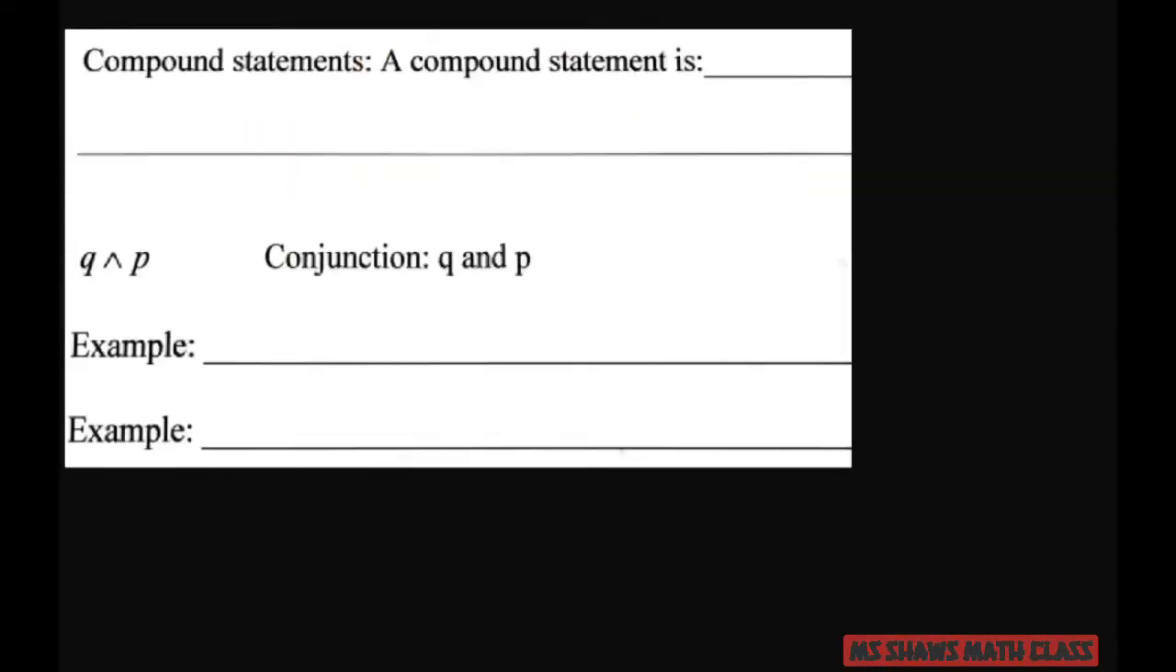All right. A compound statement is a statement that's made of two or more propositions. So it's made up of two or more propositions.